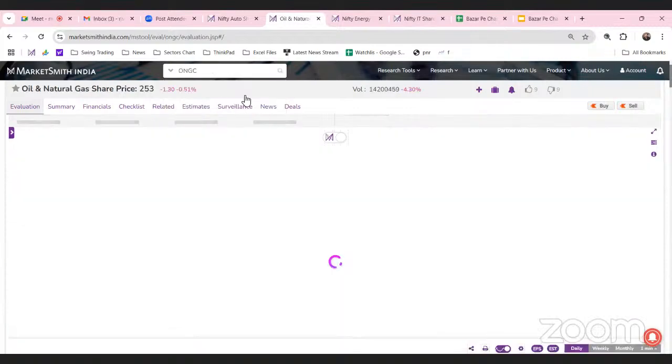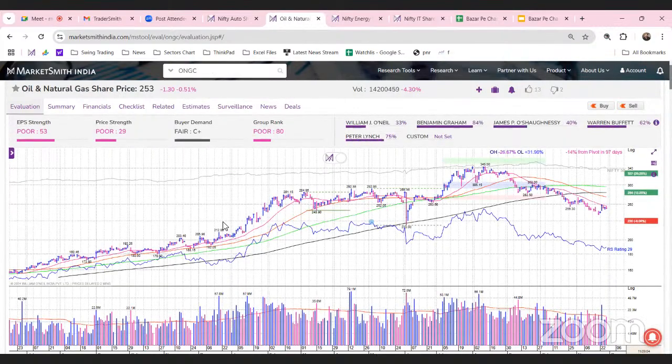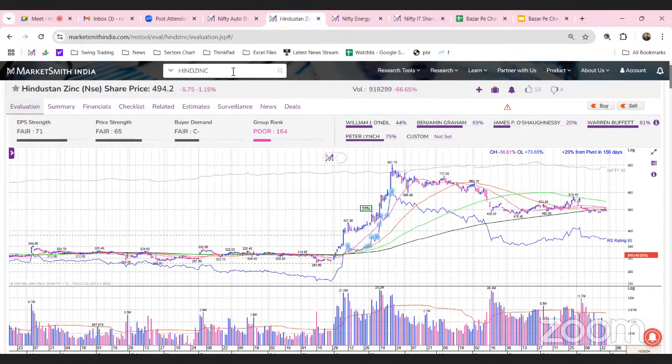Okay, ONGC. ONGC negative trend, trading below all key moving averages, including 200 DMA. Recent support is around 240 rupees. Next, Hindalco. Hindalco negative trend, hovering around 200 DMA. If it falls below 200, around the 480 kind of level, I can say more negativity will be there. I would suggest to avoid this stock for buying purposes for the time being at least.